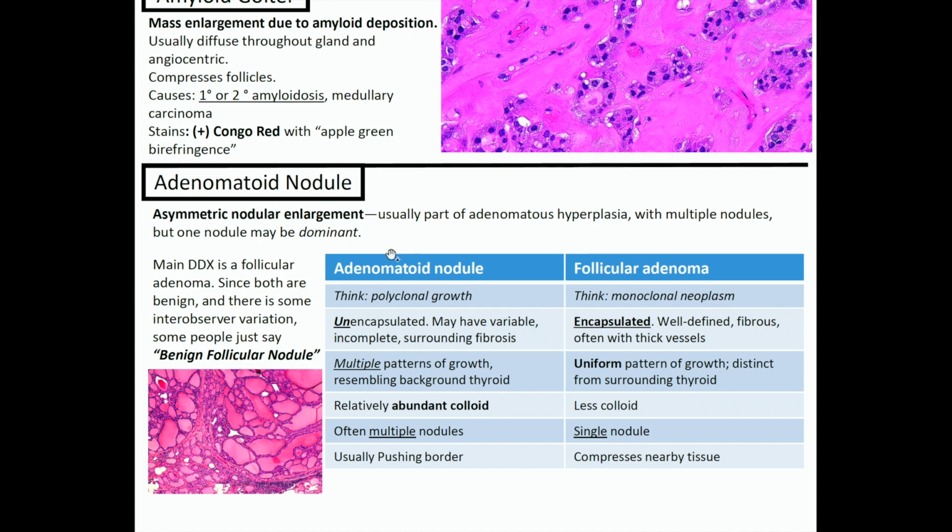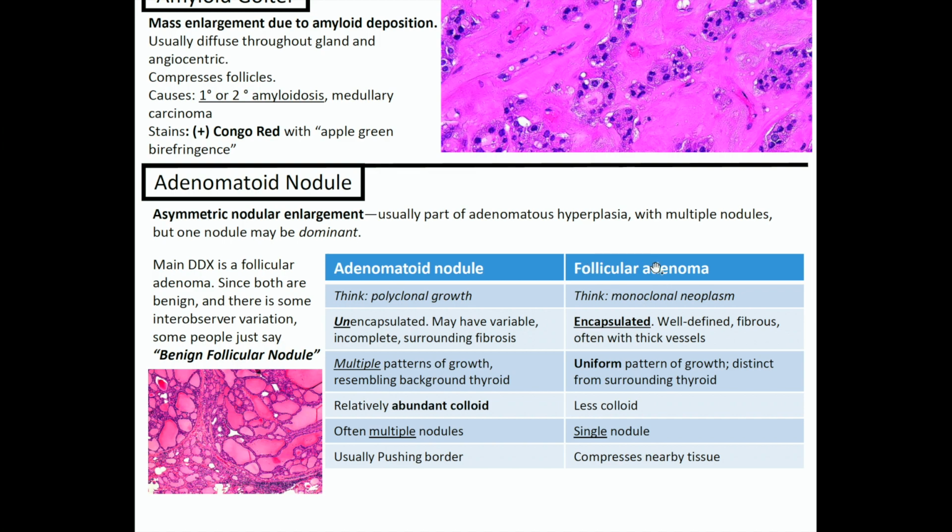So a little table to distinguish between an adenomatoid nodule and a follicular adenoma. For adenomatoid nodule, think polyclonal growth, unencapsulated, may have variable, incomplete, and surrounding fibrosis, with multiple patterns of growth resembling background thyroid, with relatively abundant colloid. There's often multiple nodules, and it's usually a pushing border.